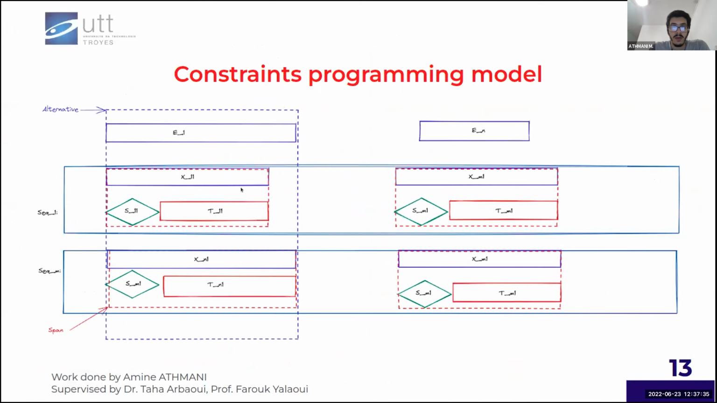So this graph will summarize the model. We have here the alternative constraint over all the tasks. And one task inside a machine is represented by its setup time and its processing time. And we have this sequence variable that represents each machine.